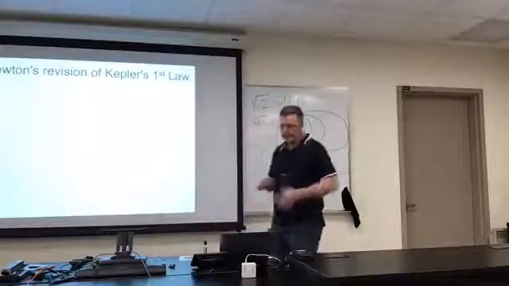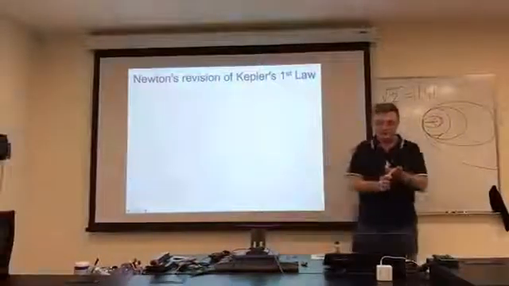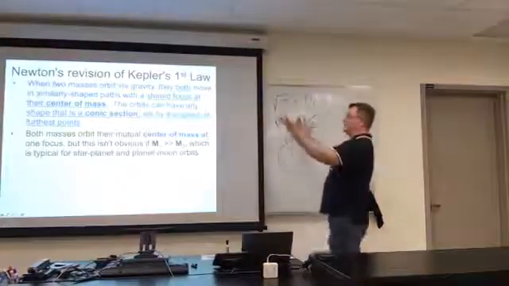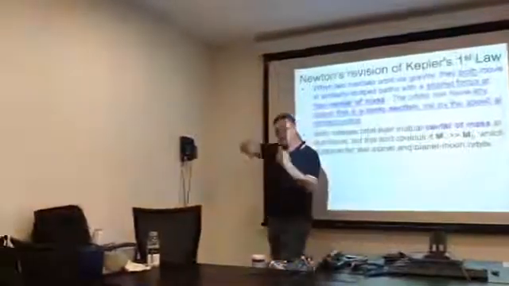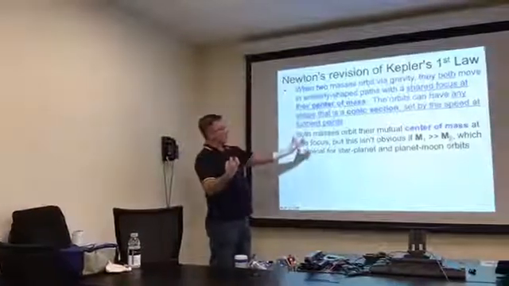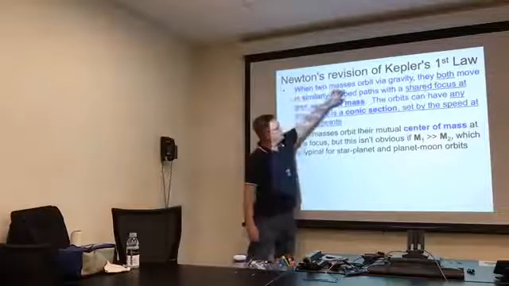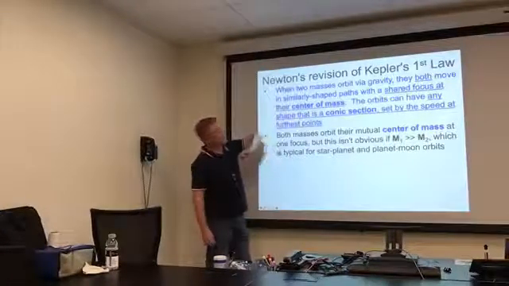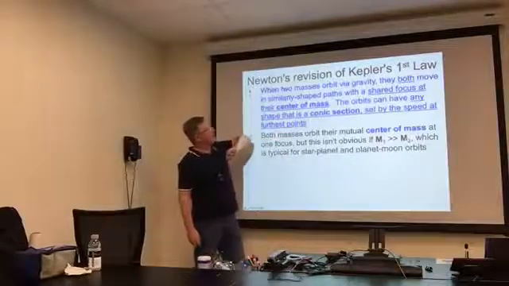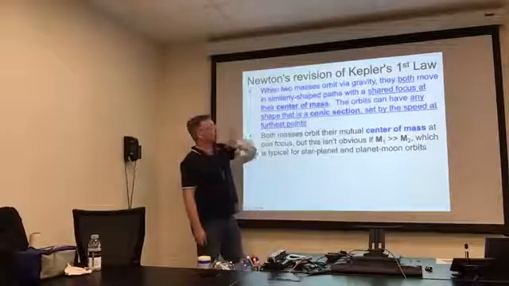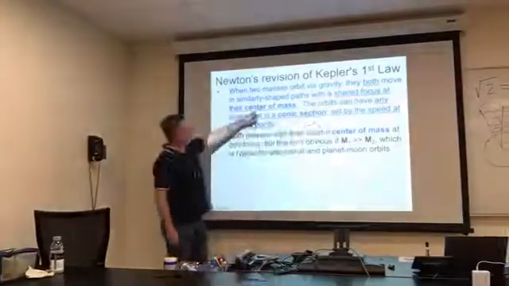So Kepler had said, when a planet orbits the sun, its orbit is an ellipse with the sun at one focus. That's his first law. Newton generalized it to say when two masses are orbiting each other due to gravity, like the moon and the earth, each orbiting their center of mass, the earth orbiting the sun, the two of those bodies orbiting their center of mass, which is really close to the sun. When two masses orbit via gravity, they both move. The sun is not motionless in the center of the solar system. They both move in similarly shaped paths, not necessarily ellipses, not exclusively ellipses. So they move in similarly shaped paths, and those paths have a shared focus point at their center of mass.